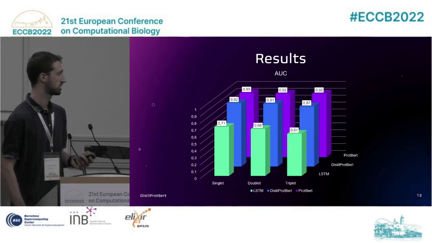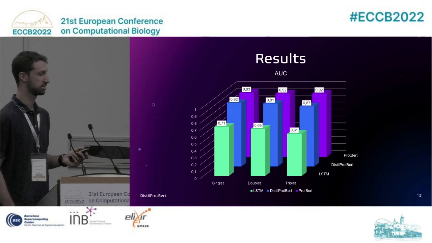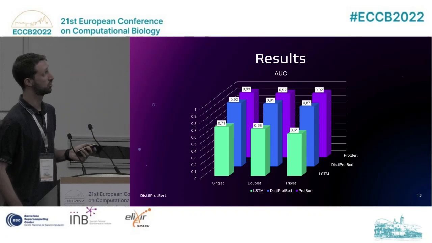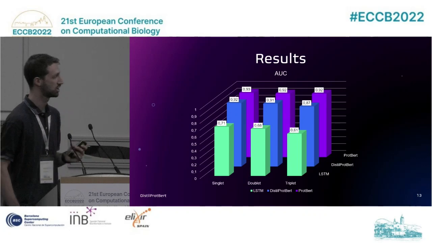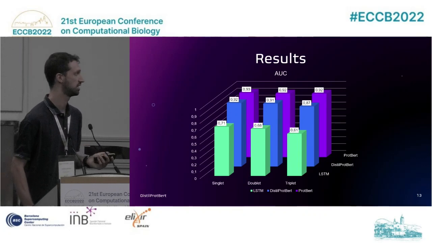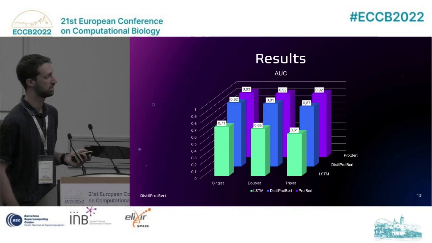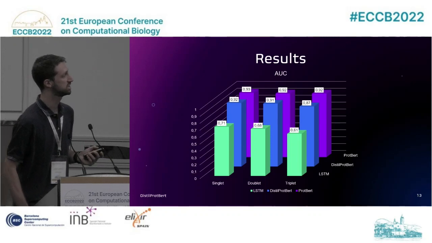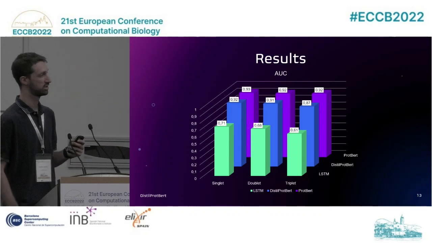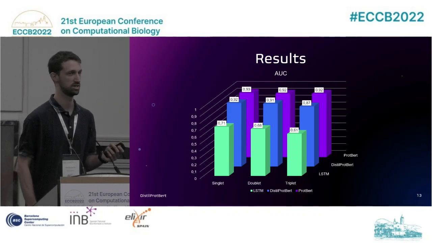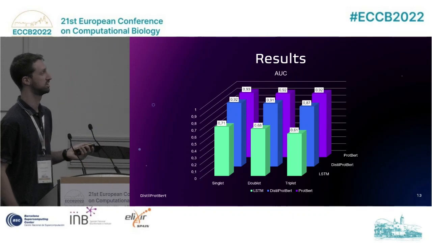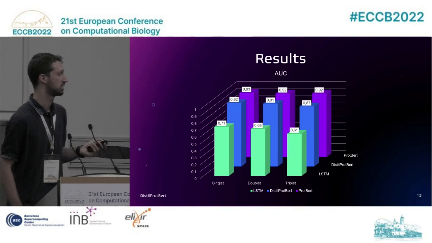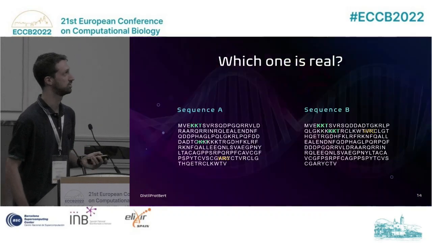And the result, as you can see: the LSTM, which is pretty much the basic model now, reached 0.7 AUC for the singlet, which is pretty good, but not quite. Then there's a pretty huge leap using our model and ProtBERT with minor differences. But our model is, as I said, half the size of ProtBERT. So it's pretty nice that you can distinguish the real ones from the shuffled ones, even for the triplet. So it was quite good.